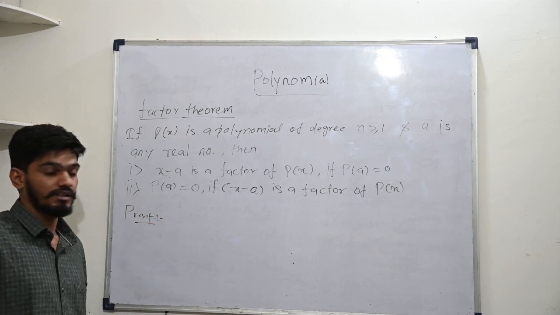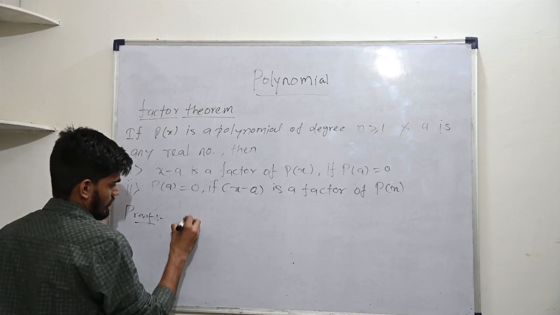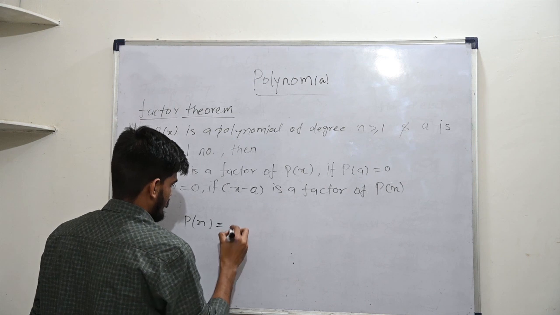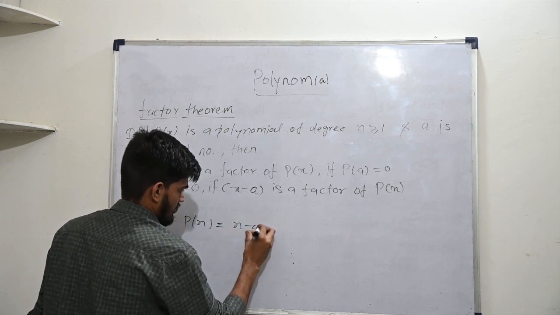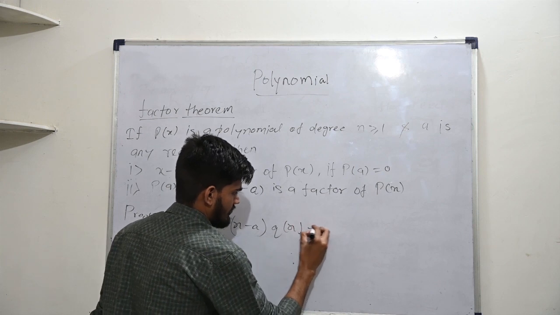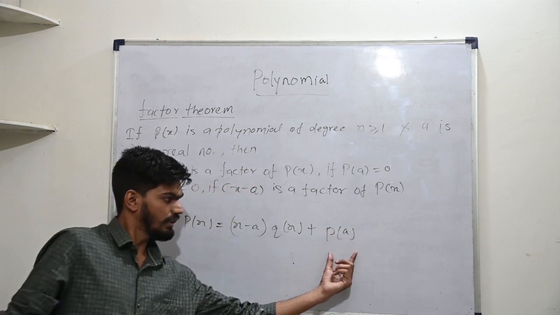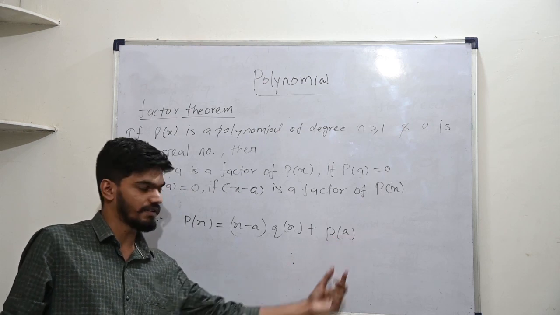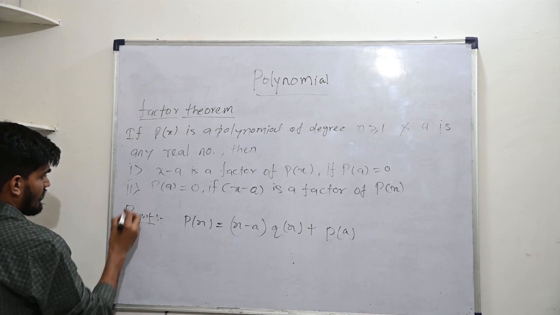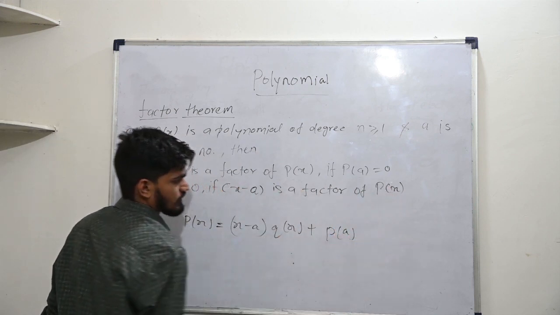So we have seen the remainder theorem in the previous video, and with this, P(x) is a polynomial such that P(x) equals (x minus a) q(x) plus P(a). Here the remainder was P(a), which is equal to r. Now the first case: x minus a is a factor of P(x) if P(a) is equal to 0.